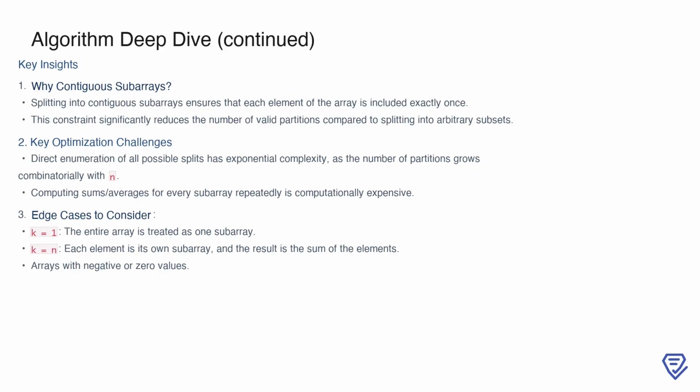However, this constraint also introduces a challenge. Directly enumerating all possible splits is computationally prohibitive because the number of partitions grows combinatorially with the size of the array. Furthermore, repeatedly calculating sums and averages for every subarray adds additional overhead. We also need to account for edge cases. For instance, if k equals 1, the entire array is treated as a single subarray, so the result is simply the average of the whole array. If k equals the size of the array, each element forms its own subarray, and the result is the sum of the elements. Additionally, arrays with 0 or negative values require careful handling to ensure the averages are calculated correctly.